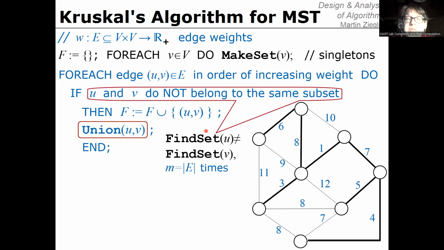Namely, given two nodes, give me a unique handle of the set which the first node belongs to, and of the set which the second node belongs to. And by comparing the handles, Kruskal is then able to determine whether the two nodes belong to the same subset, to the same tree, or to different disjoint subsets, to different trees. So these are the operations that we need for Kruskal's algorithm.